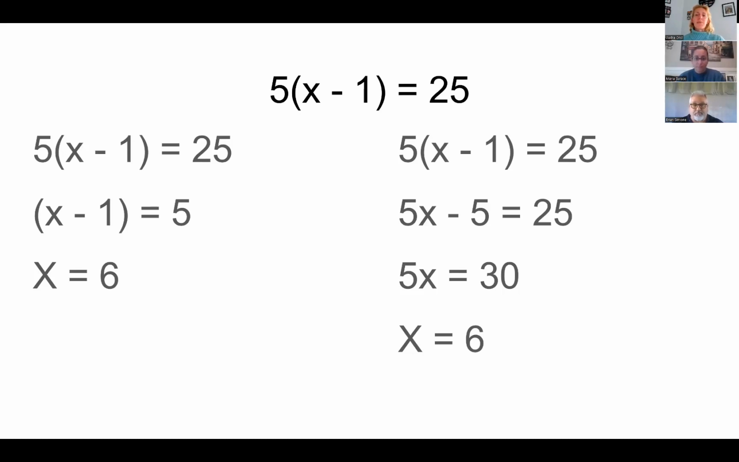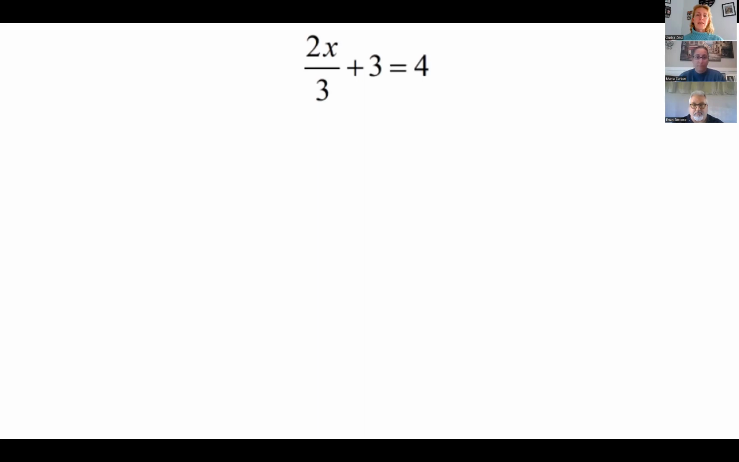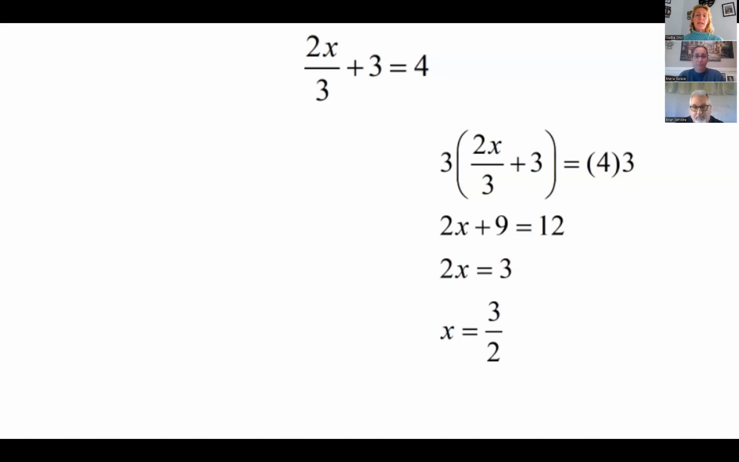Let's look at another example that can be solved in multiple ways. We have the equation 2/3 x plus 3 is equal to 4. Some may instruct students to multiply all of the terms in the equation by the denominator of 3 to remove the fractions and form an equivalent equation of 2x plus 9 is equal to 12. Then they can use the regular inverse operations to solve for x, and the x value is 3/2.